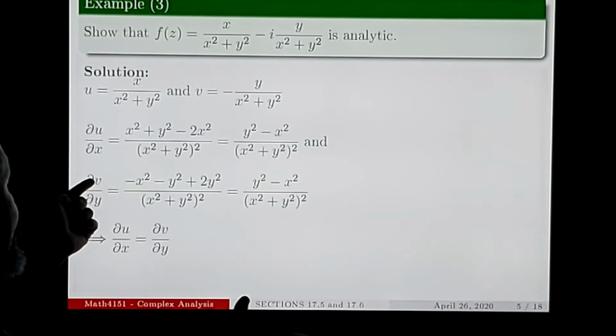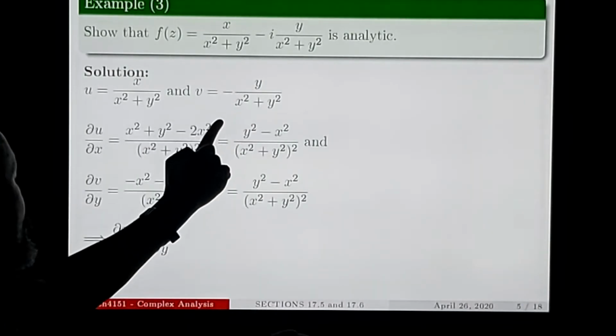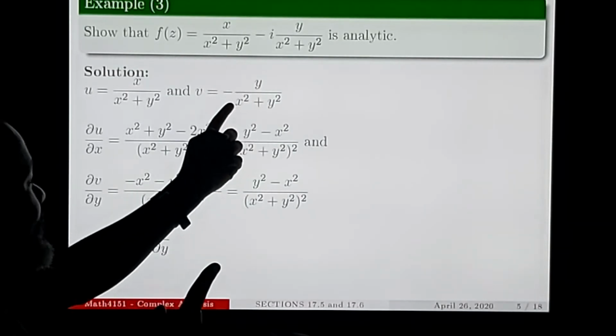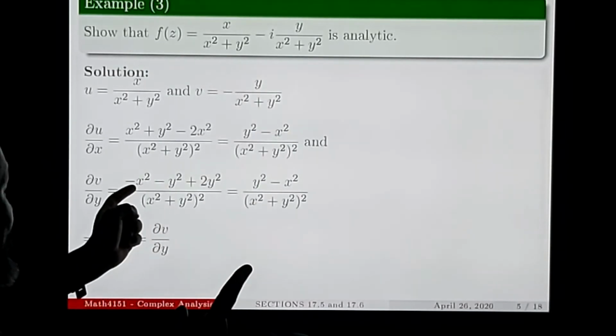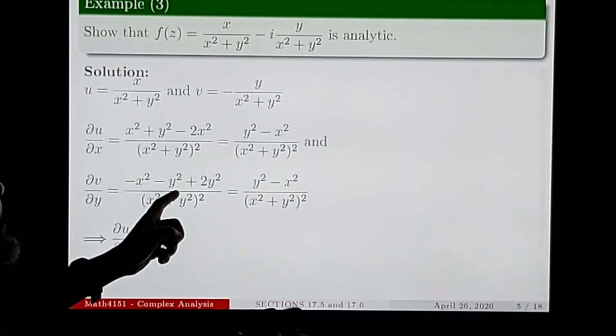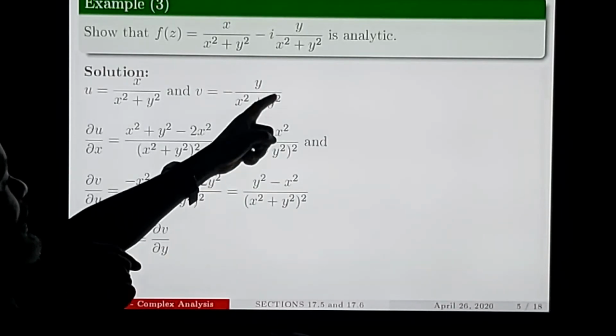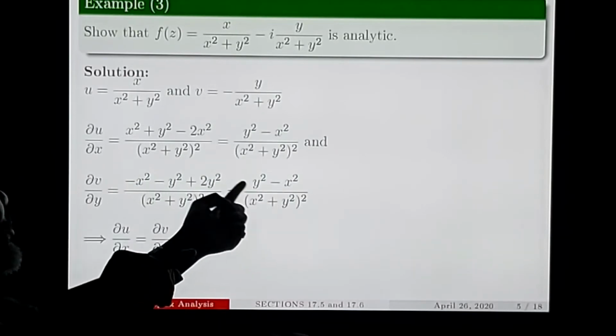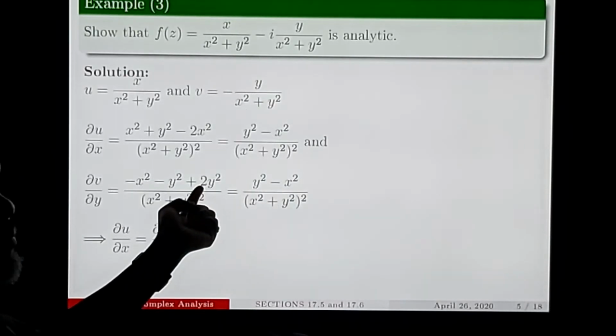Next, del v del y: you differentiate this partially with respect to y, what do you get? Again, you differentiate this, you get 1, you multiply by this, you get minus x squared minus y squared. Then, minus, you differentiate this with respect to y, you get 2y, which you multiply by this is 2y squared, but then you are subtracting, so it becomes plus.